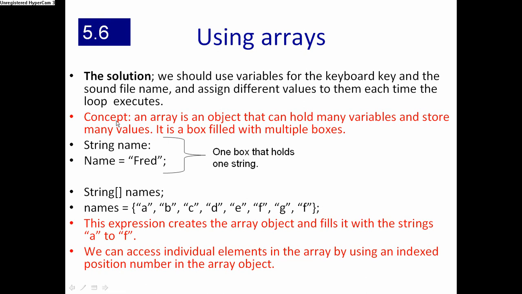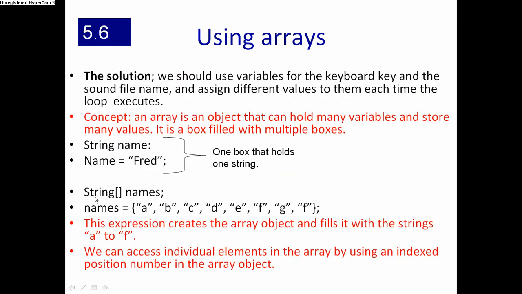Okay, so write this down. This notes concept: an array is an object that can hold many variables and store many values. So basically, it's a box. It's a variable. It's a box in the RAM, but it's filled with multiple boxes. So what we're used to is something like this: string name equals Fred. That should be lowercase right there. Okay, string name equals Fred. So we have one box that holds one name.